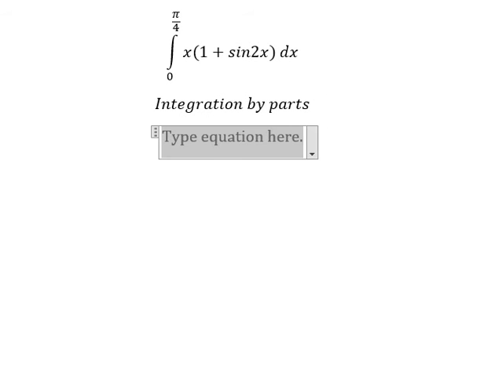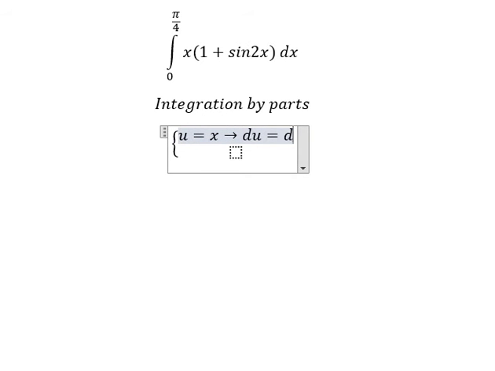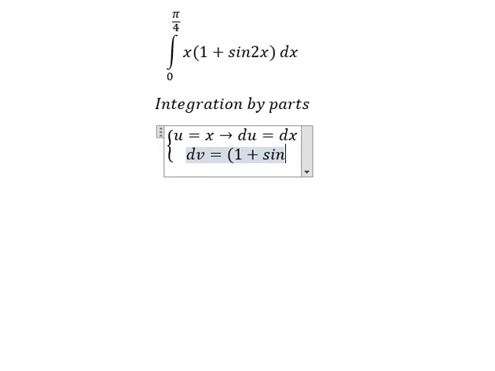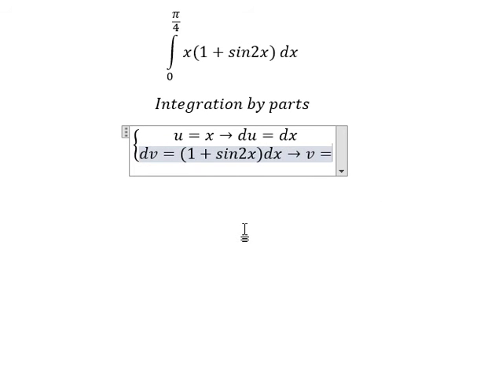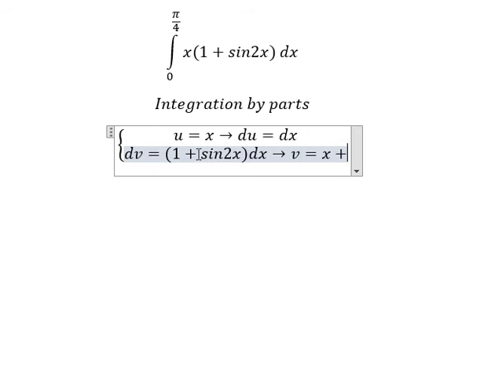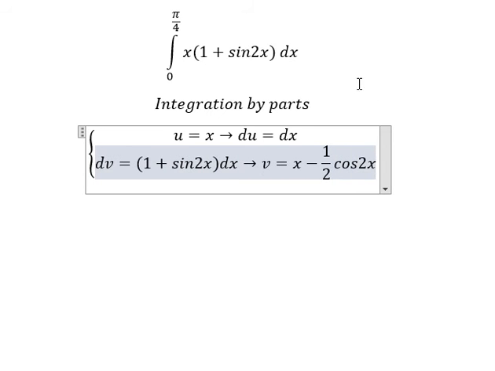So I need to put u equals s. Later we take the first derivative of both sides, and we have du equals ds. dv equals 1 plus sine 2x ds. The integration of 1 gives us s. The integration of sine 2x gives us negative 1 over 2 cosine 2x.